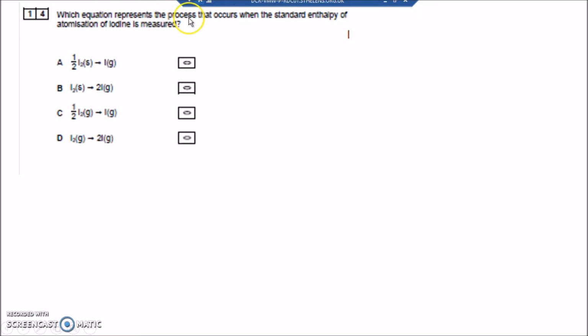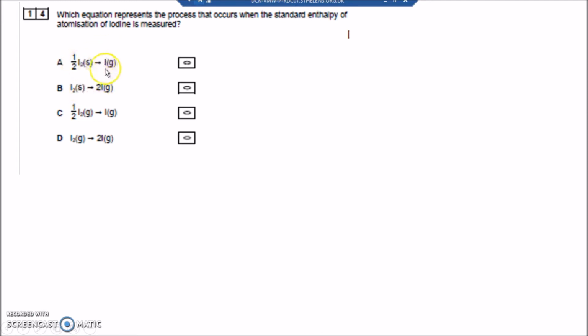Which equation represents the process that occurs when the standard enthalpy of atomization of iodine is measured? Standard enthalpy is at room temperature, so at 25 degrees C. So first of all, the gases are out, so iodine is a black solid, so it's either A or B. Both are making gases, which is correct.